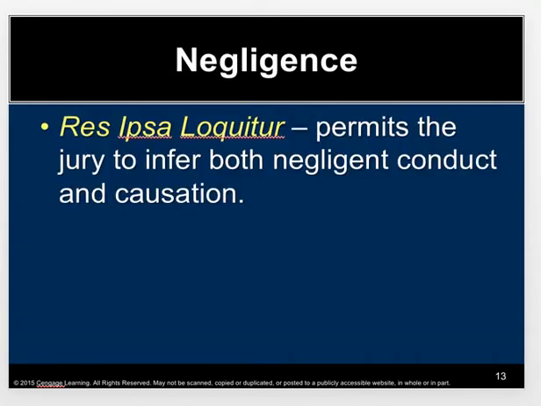All right, so let's move on to the next one. I'm not going to spend a lot of time on this. It's actually a pretty complicated concept. It's called res ipsa loquitur. It permits the jury to infer both negligent conduct and causation. I'll let you read a little bit more about this in the book, but again, I would not spend too much time on this. It's a fairly difficult concept, even for a lot of law students to understand.